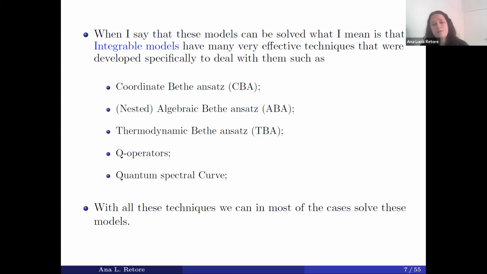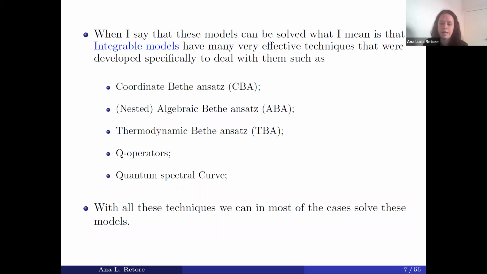When I say that we can solve them, what I mean is that lots of techniques were developed over the years to deal with this type of model. There are many types of Bethe ansatz and other techniques, like the quantum spectral curve, for example, that's very modern. With these techniques, we usually can solve the model. Not necessarily with an analytic solution; sometimes you need to go numeric, but you can say a lot. You can say much more than if the model was not integrable. So it's useful to know if your model is integrable.